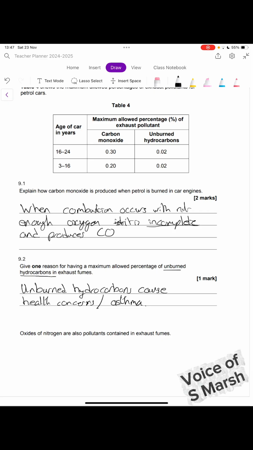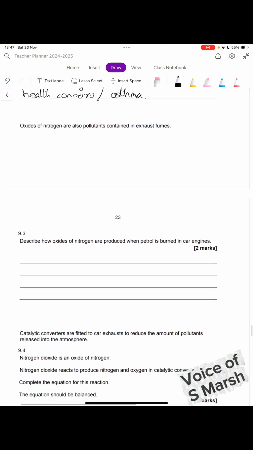There is another weirder one that you could have had there, which is where they can cause global dimming, where the unburnt hydrocarbon particles block out the sun. But really, I wouldn't expect that to be a common one that people would put down. But breathing difficulties and asthma are the most common things that unburnt hydrocarbons cause.